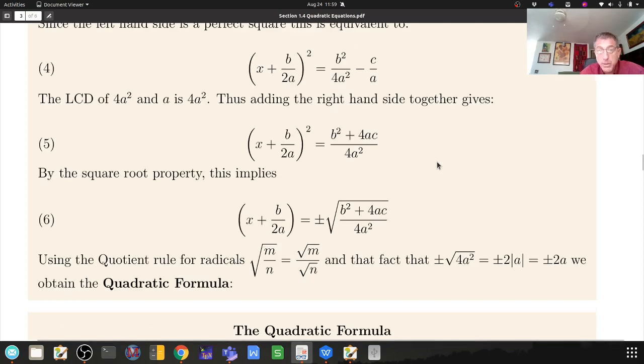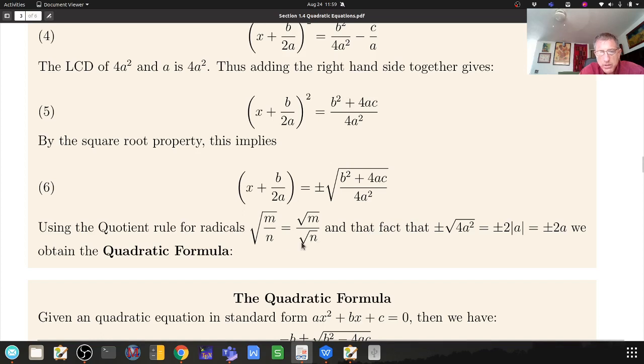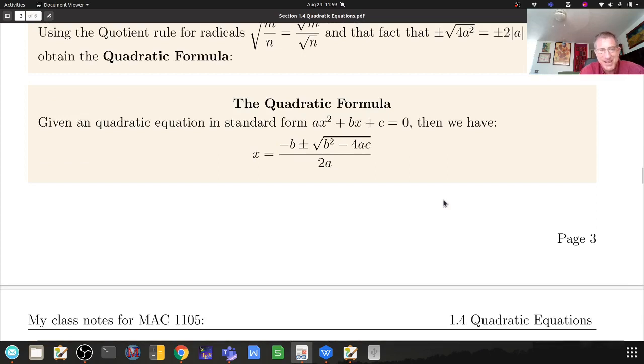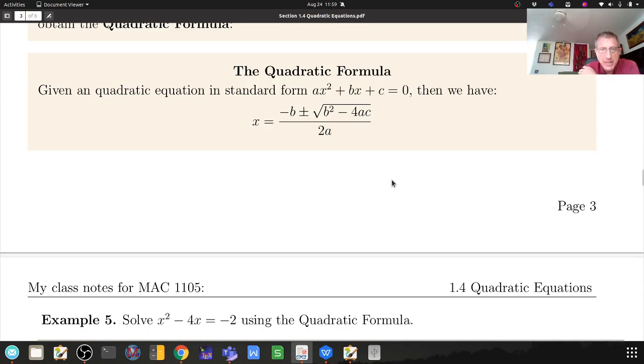Now I'm going to use the square root property and take the square root of both sides. That gives me x plus b divided by 2a is equal to plus or minus the square root of b squared minus 4ac over 4a squared. We can pull out the 4a squared because that's a perfect square, using the quotient rule and the fact that the square root of 4a squared is 2a. You don't care about this derivation? Well, I'm hoping some of you do because it's fascinating. It gives us the quadratic formula or the quadratic equation.